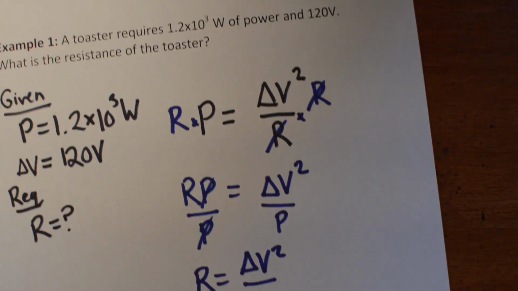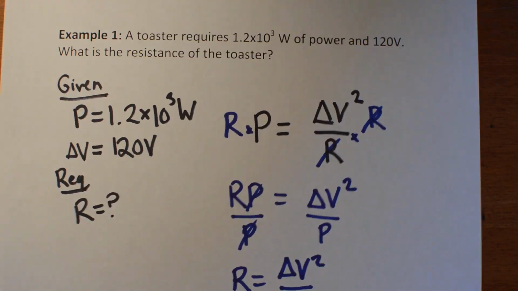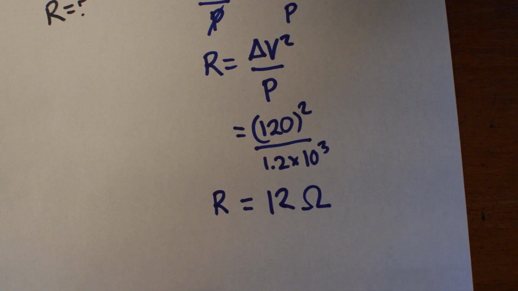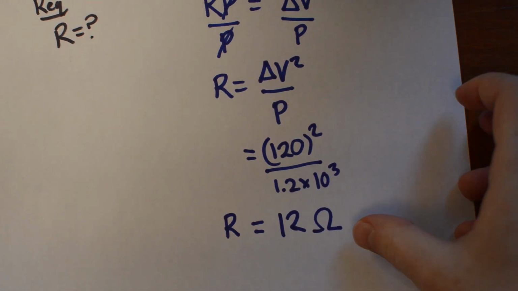Let's just check our sig figs. There's 2 sig figs here, 3 there, so our answer should have 2 significant figures, and it does, so 12 ohms is good.